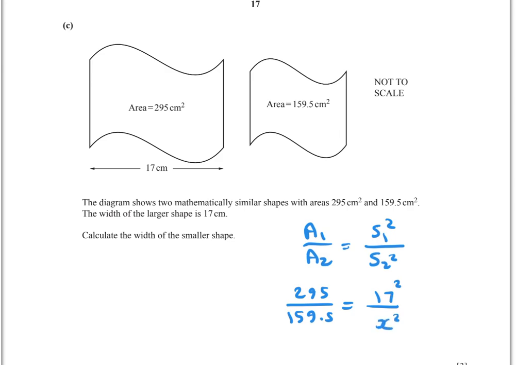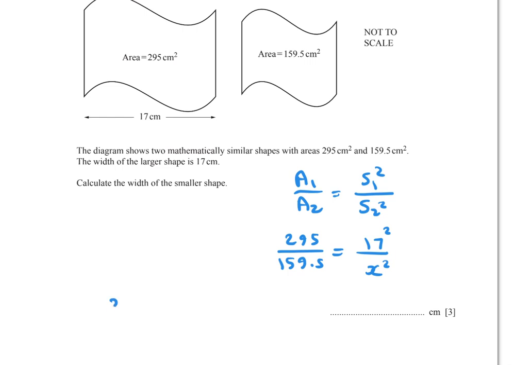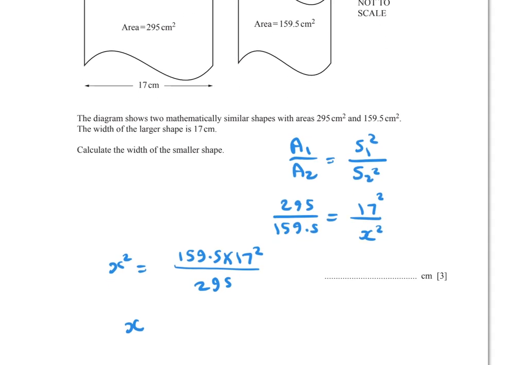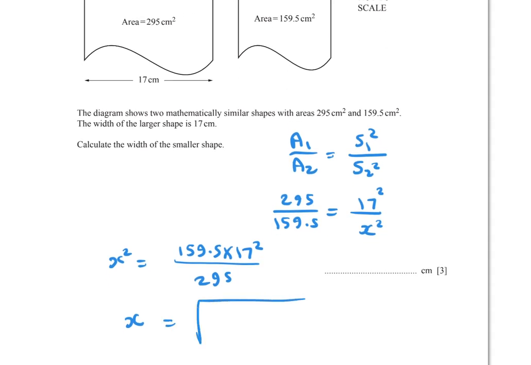over x squared. So to find x squared, multiply 159.5 times 17 squared, divide by 295, and then to find x, square root the answer. So square root of 159.5 times 17 squared, divided by 295, equals 12.5 centimeters.